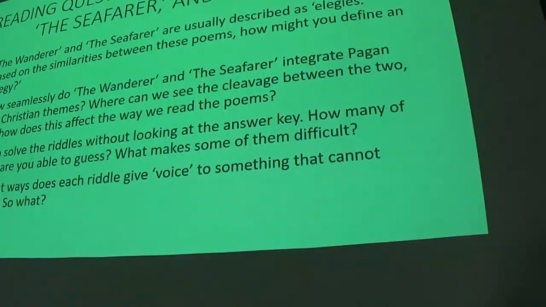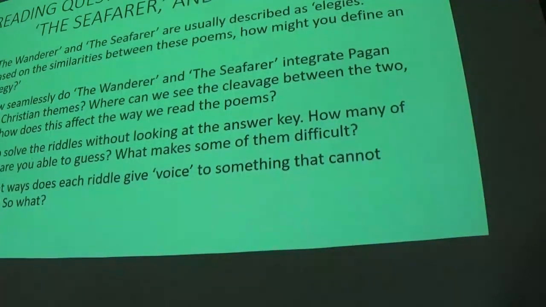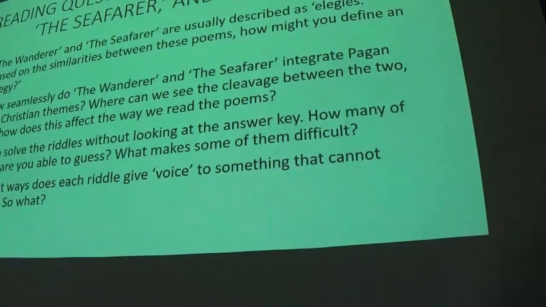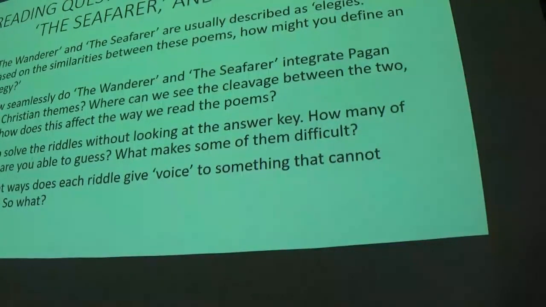Can I take a picture of that? I'd rather you write it down, because I find that just the act of writing it down actually helps you mentally engage a little bit.